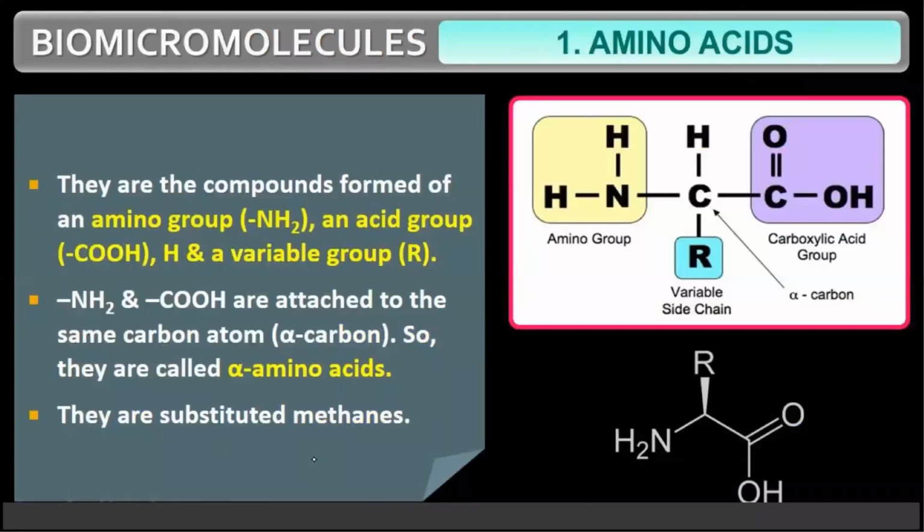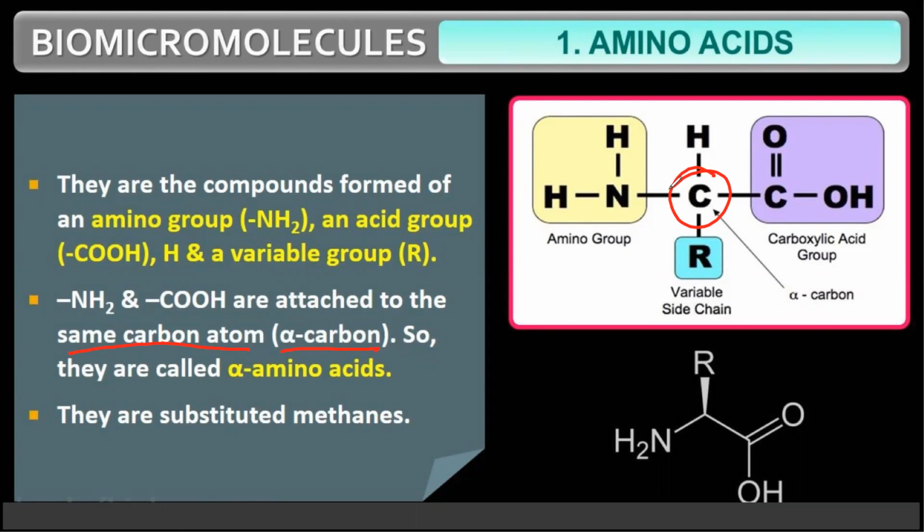Let's start with the amino acids. They are compounds formed of an amino group, that is NH2, and an acid group, that is COOH, with hydrogen attached to the carbon, and one variable group, which is represented as R. The amino group and the acid group are attached to the same carbon atom. That's why it is known as the alpha carbon. So they are all called alpha amino acids.